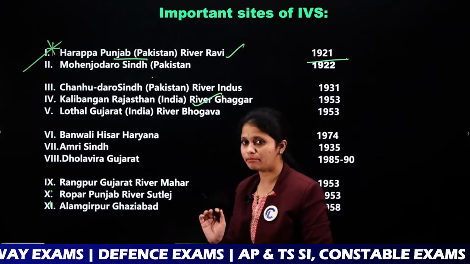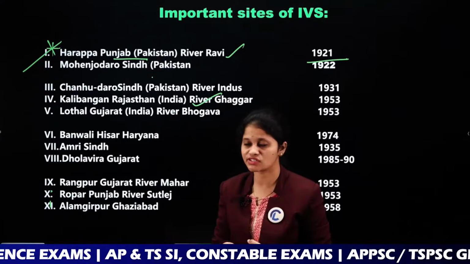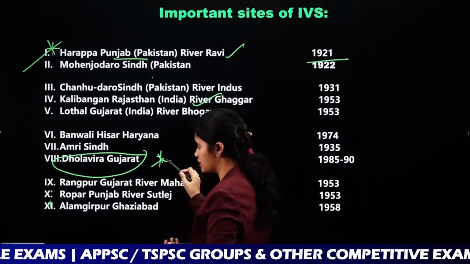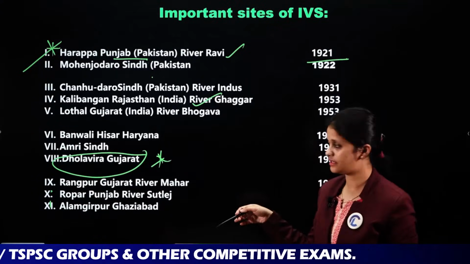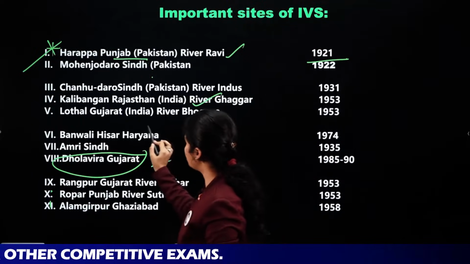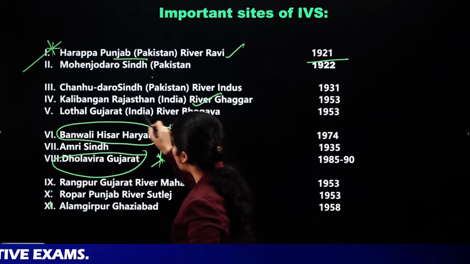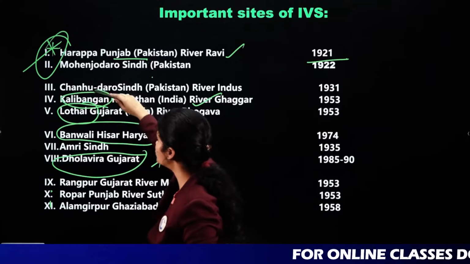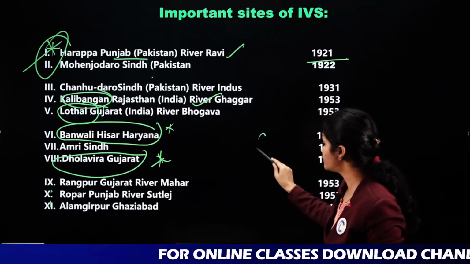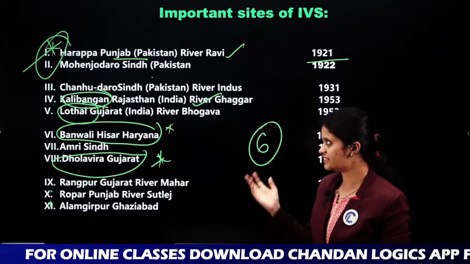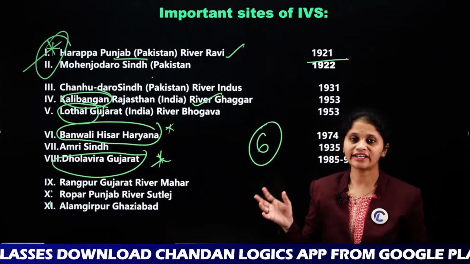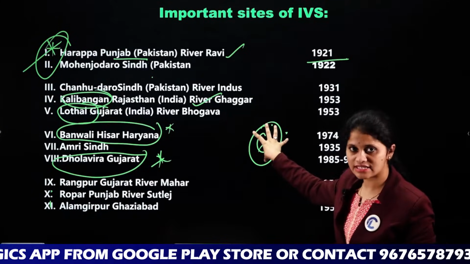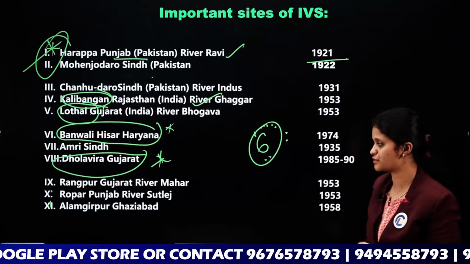Most of the time in your examinations, the important sites are asked from the examination point of view. That means first you refer to these, then later you can refer to everything else. First is Dholavira, Banwali which they have raised many times, Lothal, Kalibangan, Mohenjo-daro and Harappa: 2, 3, 4, 5, 6. Out of 12, first refer to these 6, then go through the other 6 later, or at least you can eliminate options. But first be perfect with these 6 important sites and their locations.